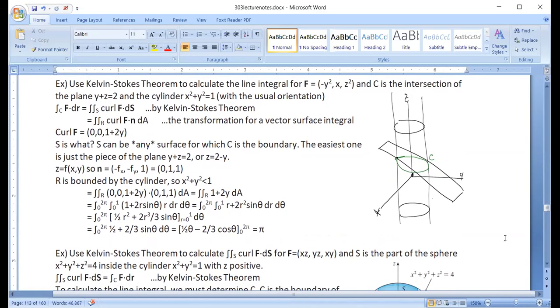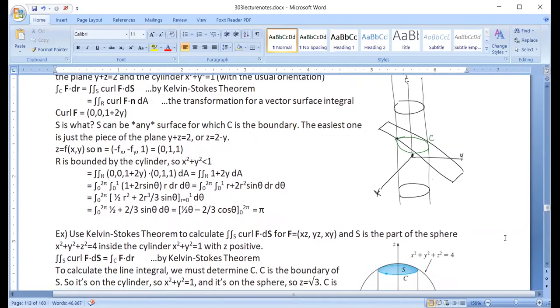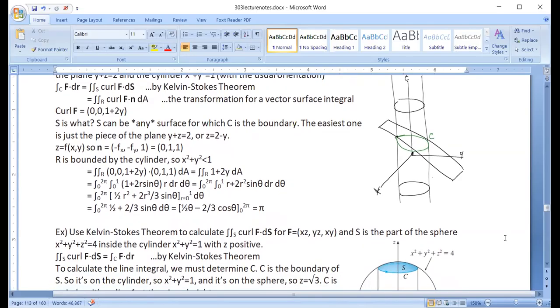So we know that the double integral over the surface of the curl of f dot dS is the same as the line integral over C, where C is the boundary, of vector field f dot dr. So we've converted the original integral that we have to do, which was a surface integral, into the line integral. So now we're going to focus on doing the line integral. So what is that path? Let's figure it out.